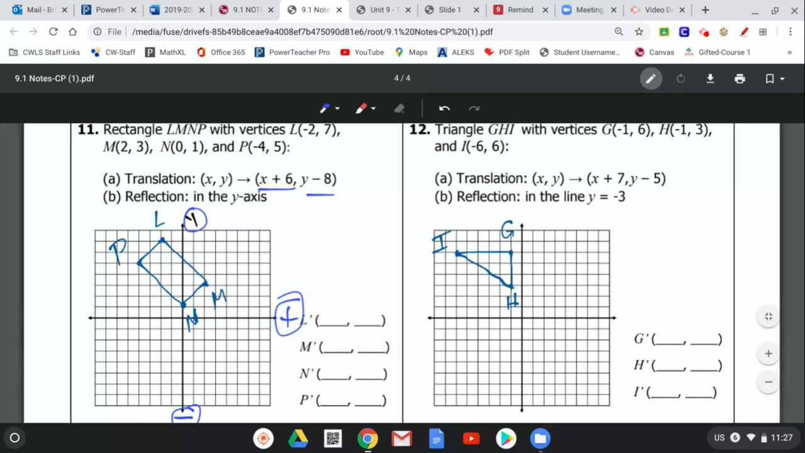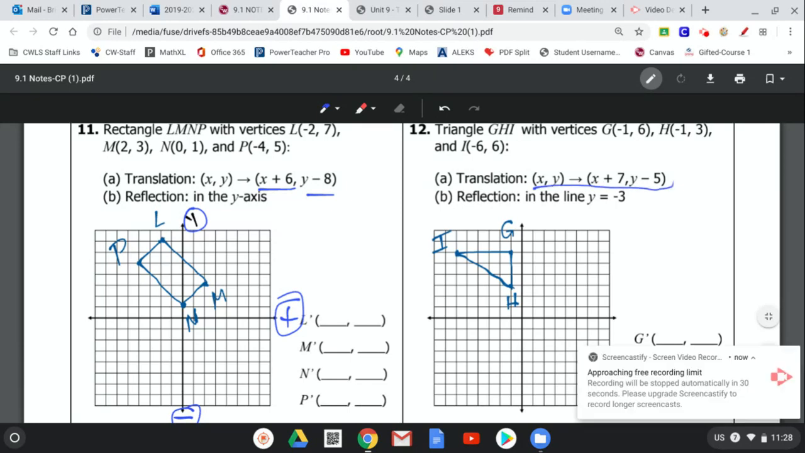For number 12, this one is a little bit different. I'm going to do this one with you, so make sure you got number 11 correct. And then here, let's look at number 12. The translation rule is right here. We're going to do x plus 7 and y minus 5. So we're going to move in a positive x direction right here and a negative y direction right here. So we're going to the right 7 and we're going down 5.